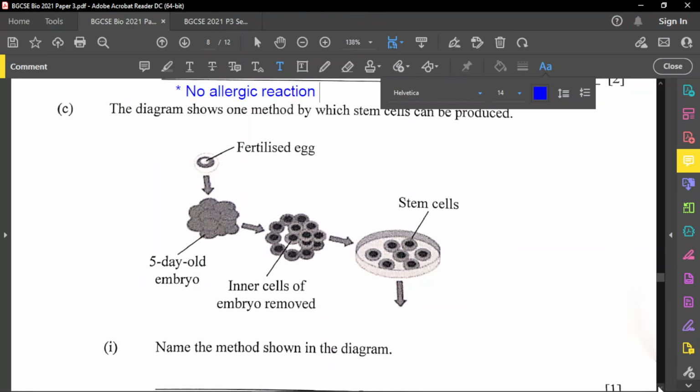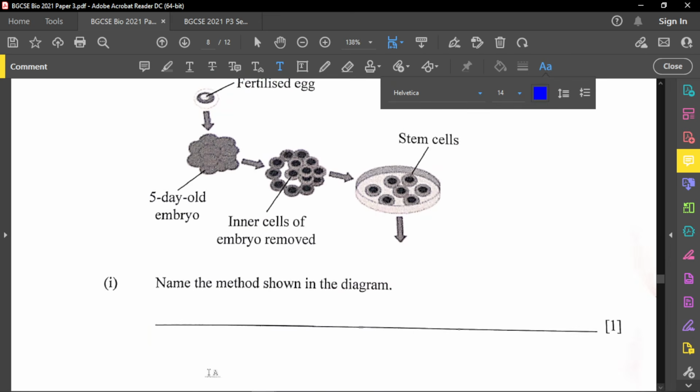Now for part C, we say the diagram shows one method by which stem cells can be produced. So notice here you have a fertilized egg, a 5-day-old embryo, the inner cell of the embryo is removed, and then you have the stem cells that are formed. All right, so it's to name the method shown in the diagram.